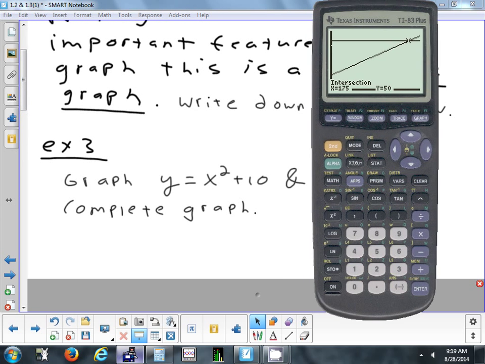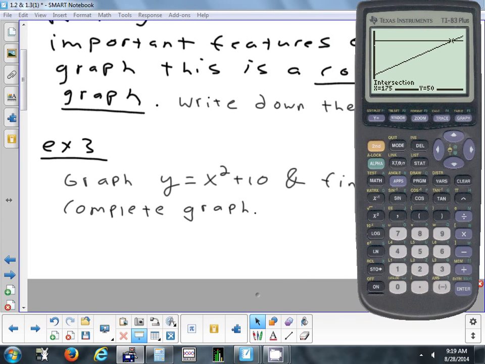All right. Well, first thing I want to do, I want to clear out everything we had in there before. And I want to set the screen back to the original zoom. So I'm going to go zoom 6. First thing that does is it sets my window from -10 to 10, -10 to 10. Next thing I'm going to do is just clear all the equations I typed in. All right, now I'm going to type in the one that they have here. So x squared plus 10.